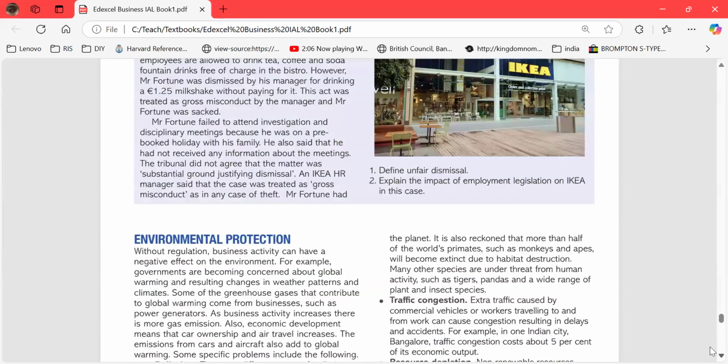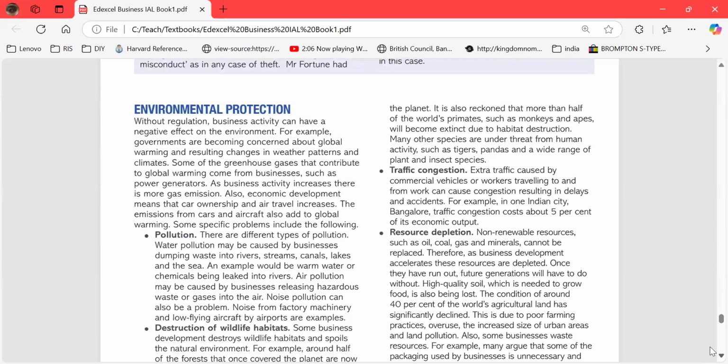Then we have environmental protection. It's a comparatively new issue. There was a time when it was often ignored because if you want to produce more, there will be an adverse effect on the environment. We knew it, but we were not concerned about it. But now it's becoming, day by day, a very big issue because of global warming and other hazardous activities all around us.